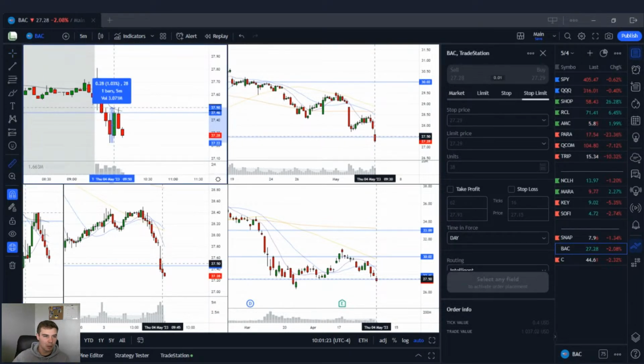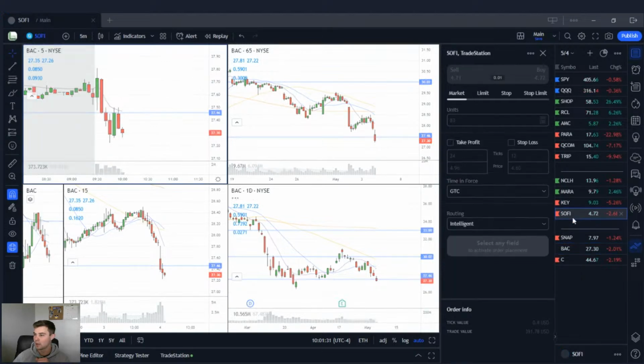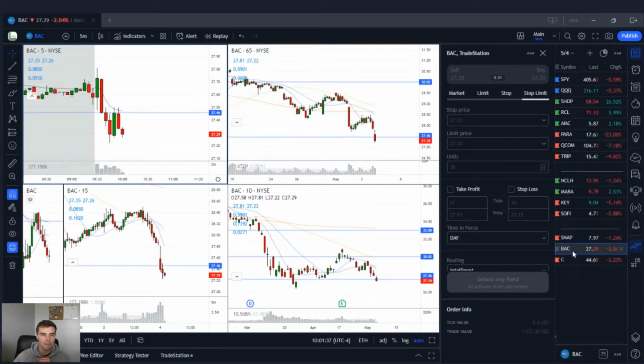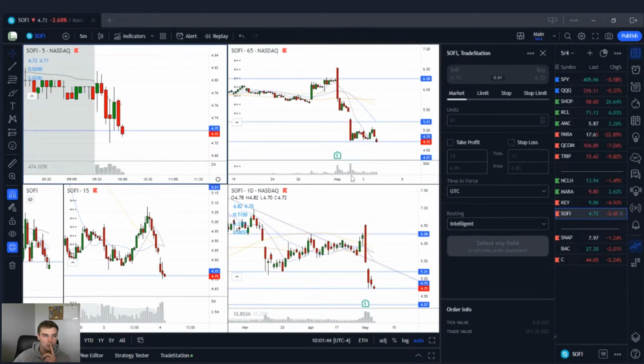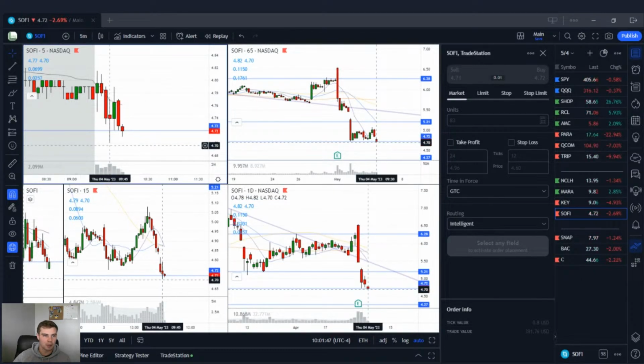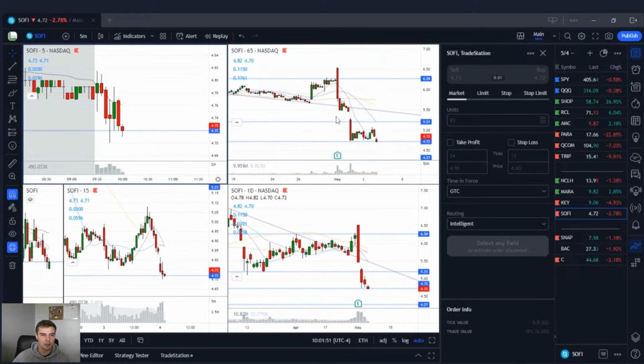So I'm going to get an order ready on BAC, 27.22. Do I want BAC or do I want SoFi? That's my question right now. They have about the same volume. Both have plenty of range. SoFi has a better spot though, and the stop loss is a little bit better. So I'm going to get my order ready for SoFi.